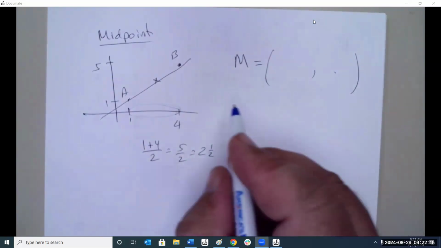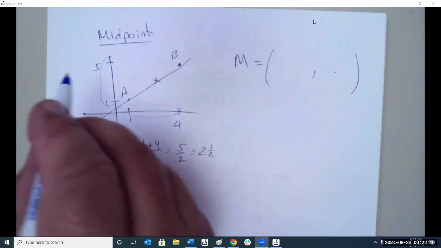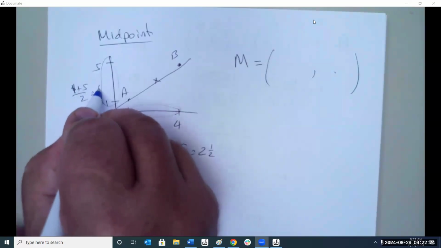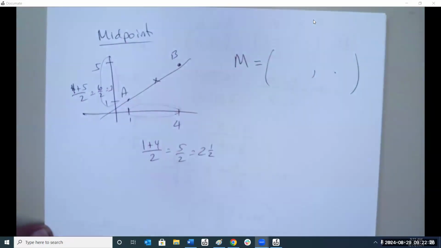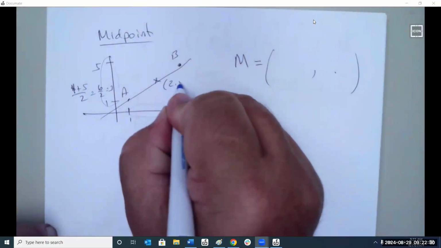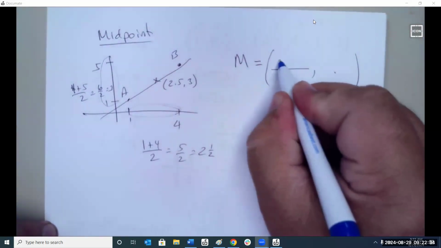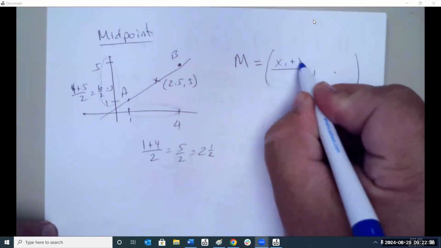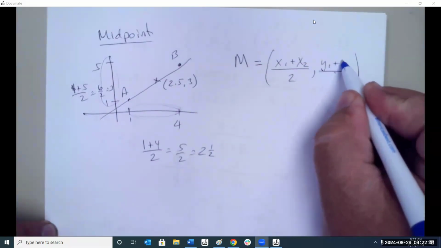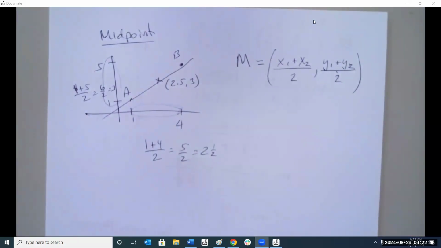Right. What number is between 1 and 5? So it's 1 plus 5 divided by 2. So this location is 2.5 comma 3. So you're taking the average. You add the two numbers, divide by 2. That's the formula for it.